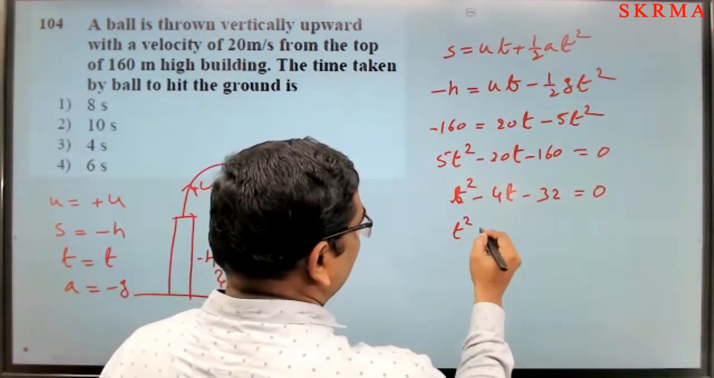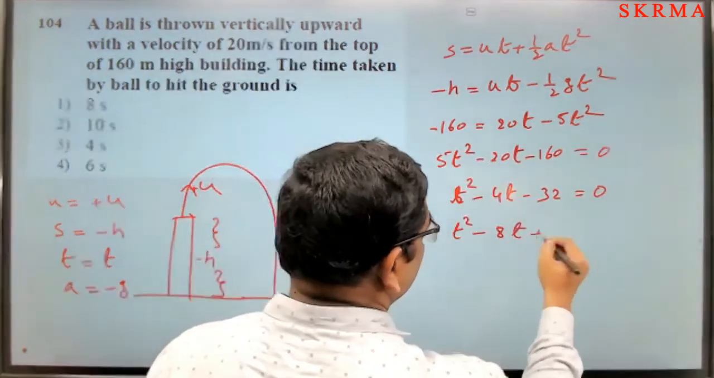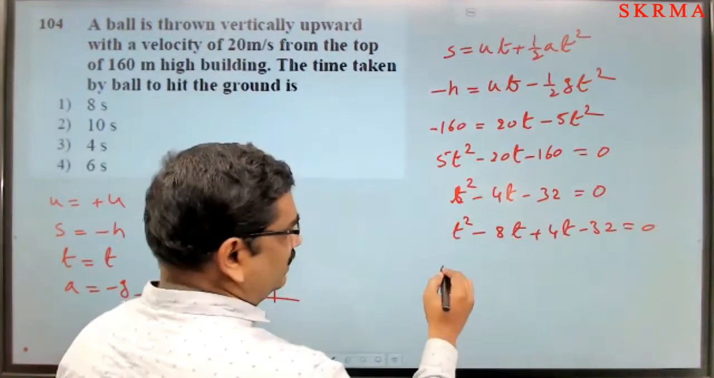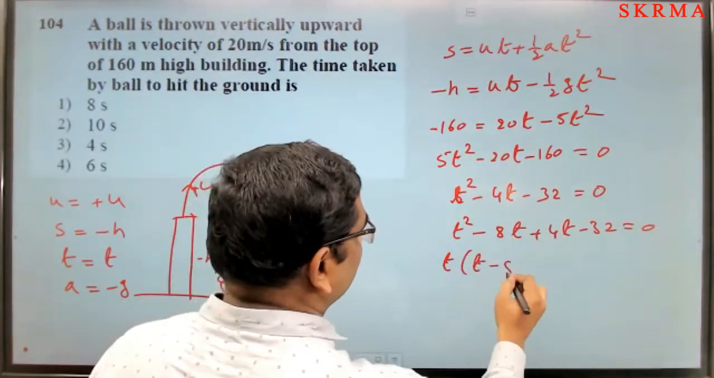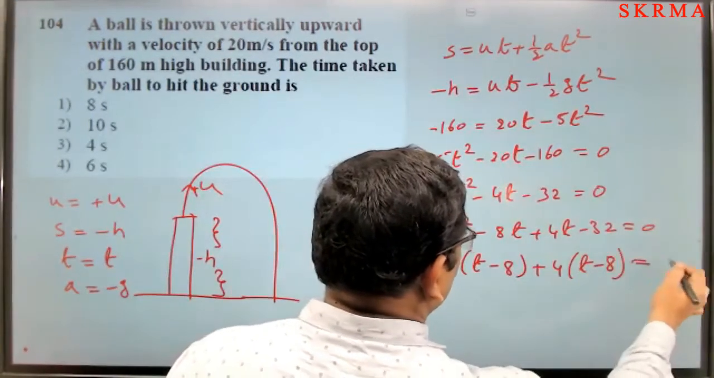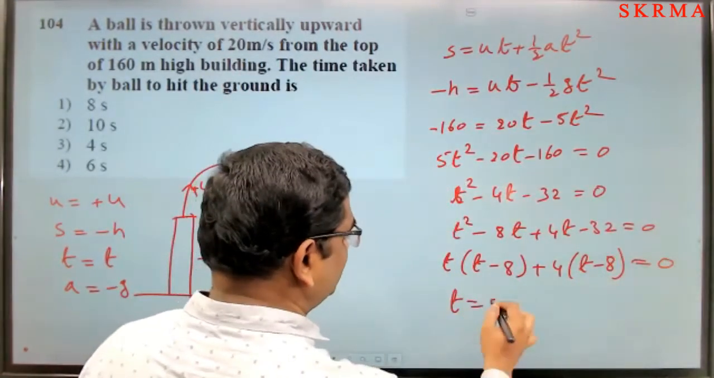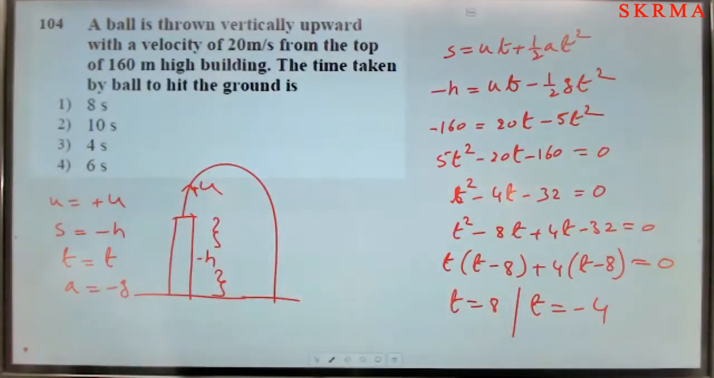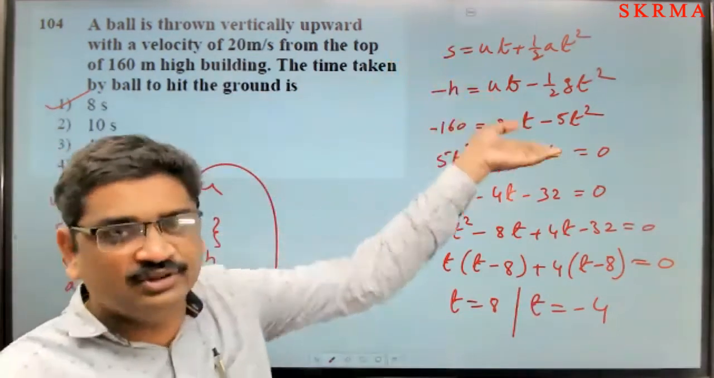Then t square minus 8t plus 4t minus 32 equal to 0. Then take t as common, t into t minus 8 plus 4 into t minus 8 equal to 0. That means t equal to 8 or t equal to minus 4. So time is always positive, so t equal to 8 seconds is the answer. Just write down the equation of motion and substitute, then you will get the answer.